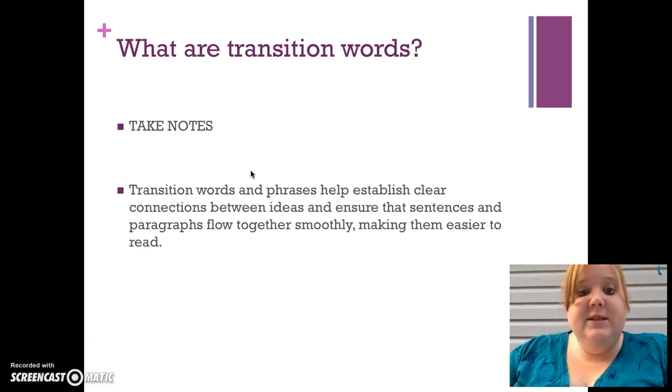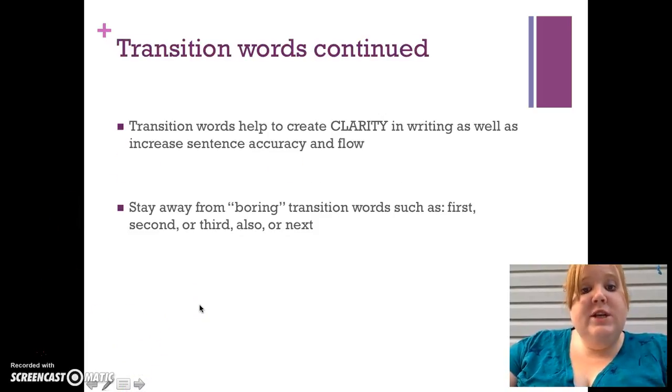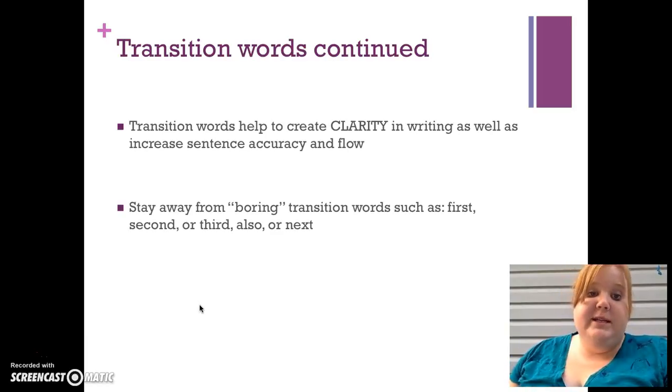Transition words and phrases help establish clear connections between ideas and ensure that sentences and paragraphs flow together smoothly, making them easier to read. Make sure you pause and take notes to make sure that you get the correct definition down. This should be a review for most of you since you've used transition words all through high school. Transition words help to create clarity, which makes your writing more clear, as well as increase sentence accuracy and flow. You don't want your words jumbled together, and you don't want your thoughts jumbling together.